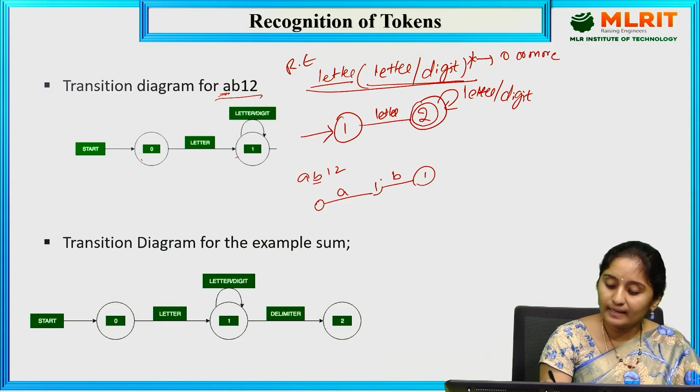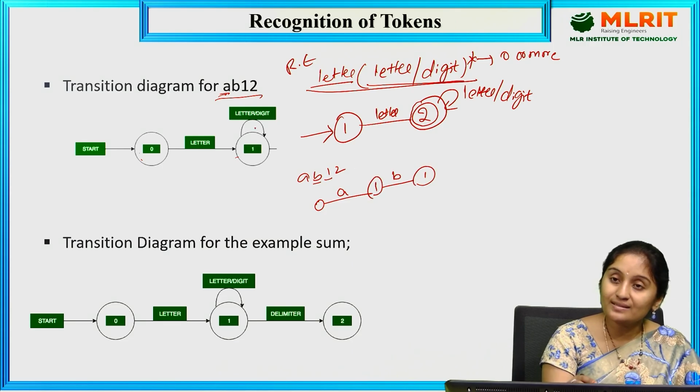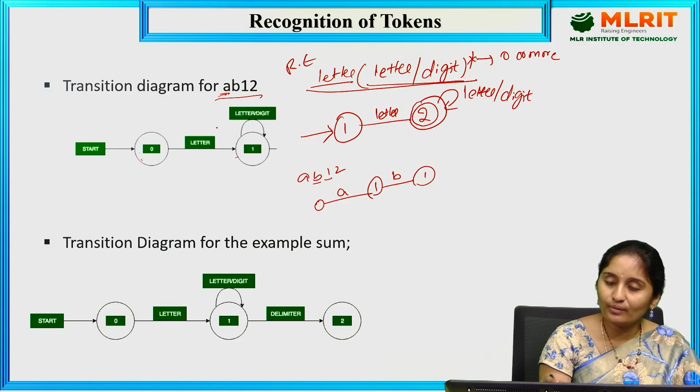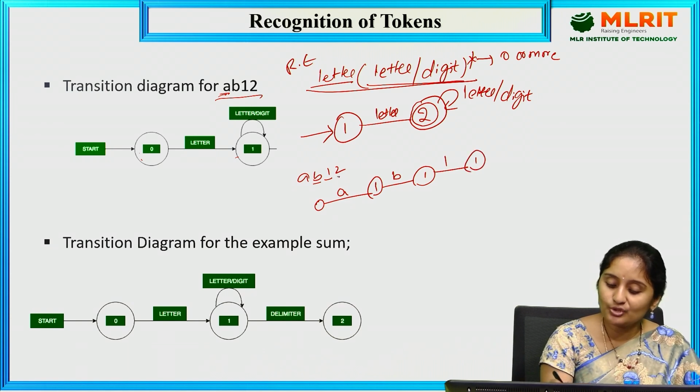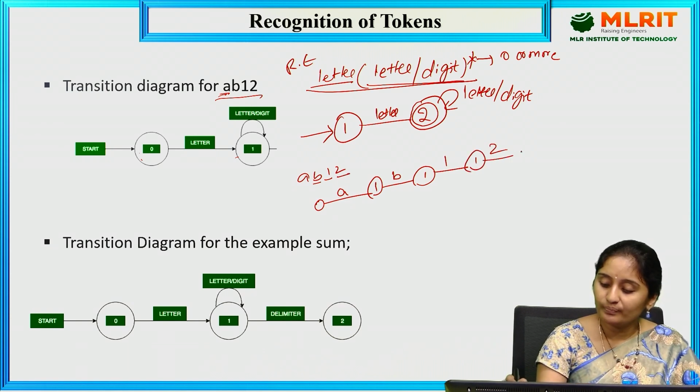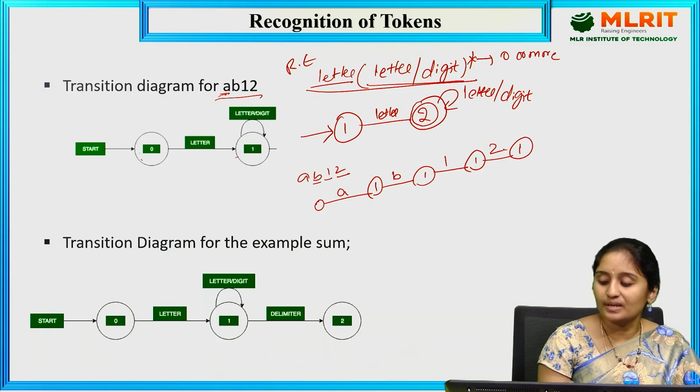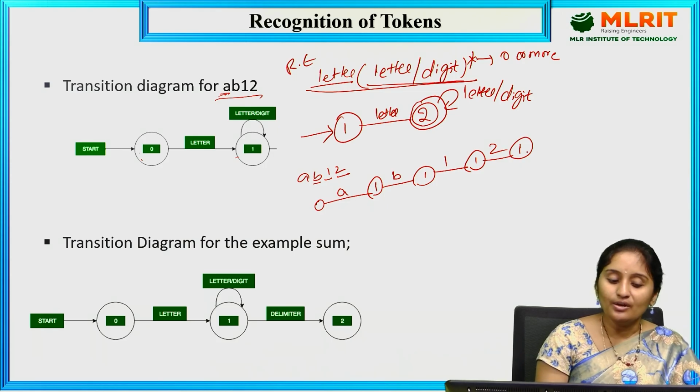Next I have 1, which is a digit. There is a self loop, so it moves to itself. Again I have 2, and again I stay in the same state. This is my final state. So I can read the transition diagram for the given identifier.